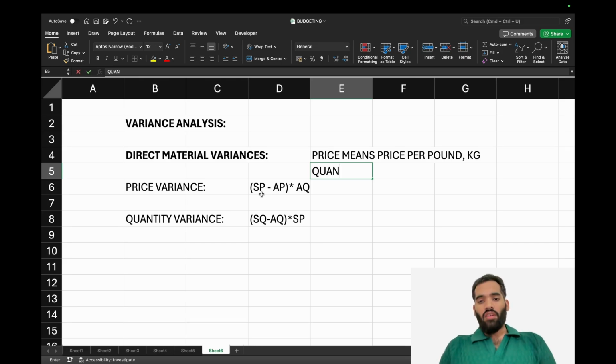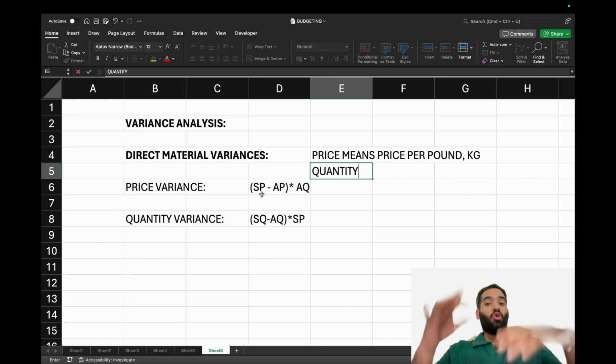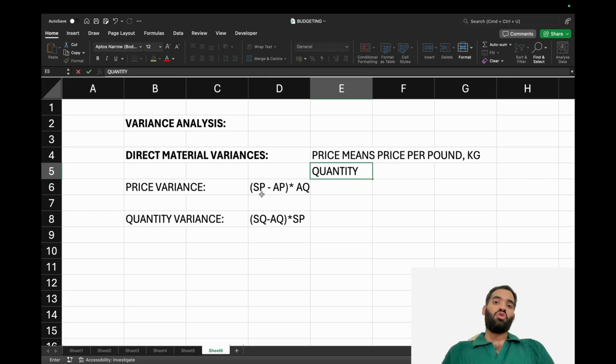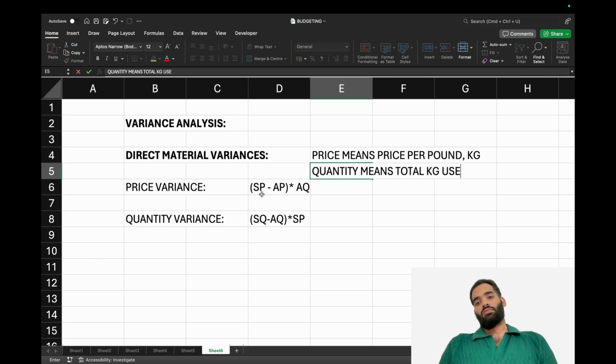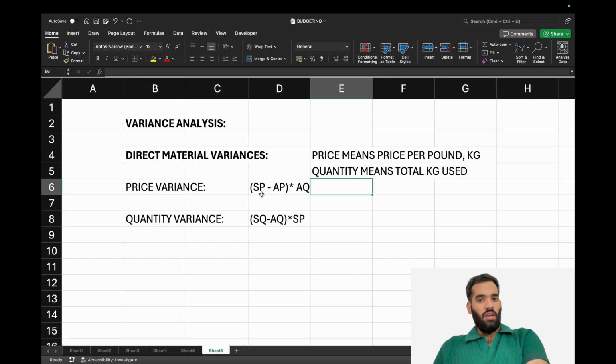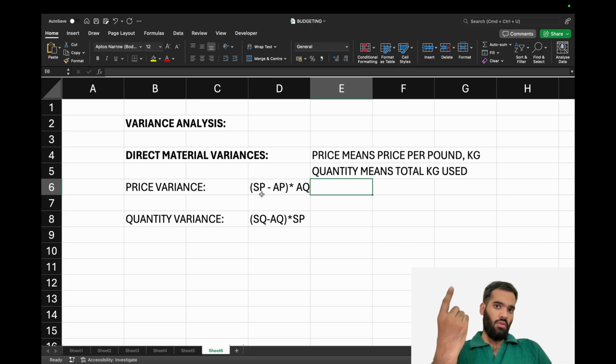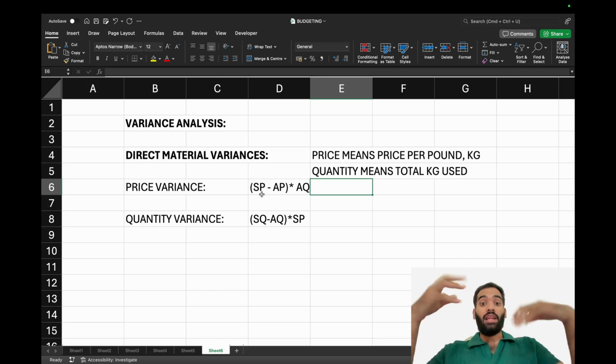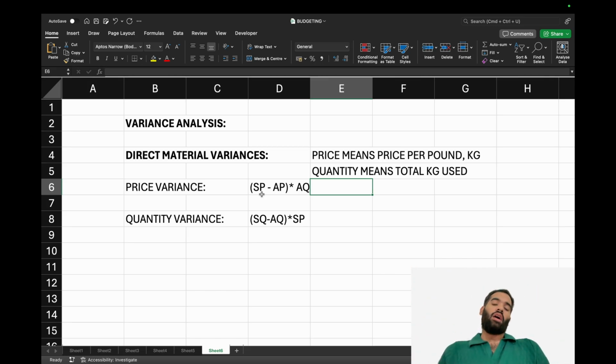However, when we talk about quantity, quantity refers to the total kilograms or total pounds that was used or should have been used. So it means total kilograms used. To make it clear, price will always mean price per kilogram or pound. Quantity will mean the total kilograms or total pounds that you actually used. Now, what's the difference between standard price and the actual price?